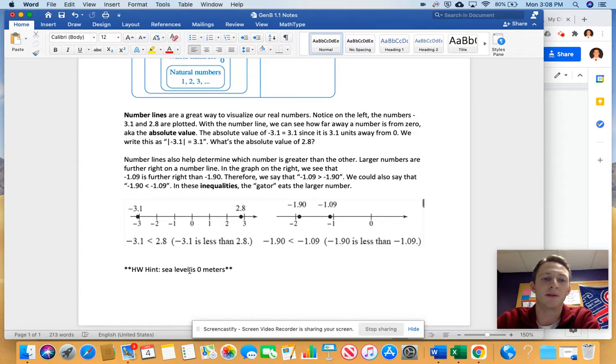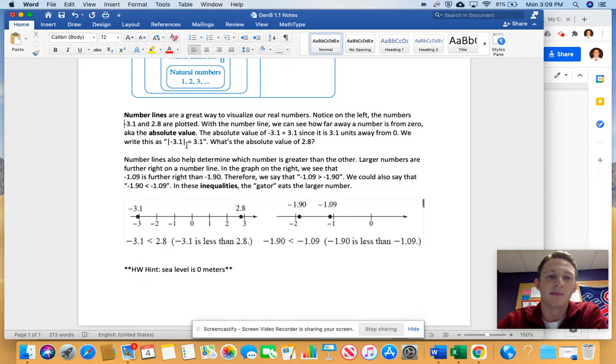Moving on to the second part of this lesson, we have number lines. So number lines are a great way to visualize our real numbers. Notice the picture on the left. I'm talking about this diagram right here, this number line. The numbers -3.1 and 2.8 are plotted on this number line. And with the number line, we can see how far away a number is from 0. This is known as the absolute value. So how far away is -3.1 from 0? Well, it's 3.1 units away.